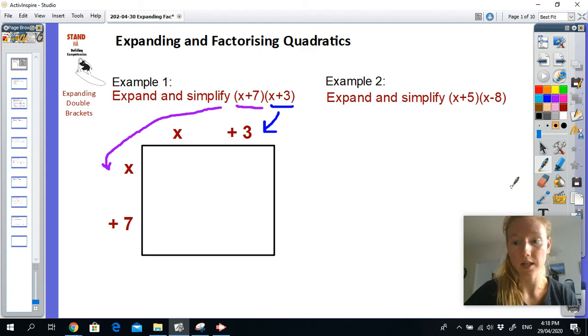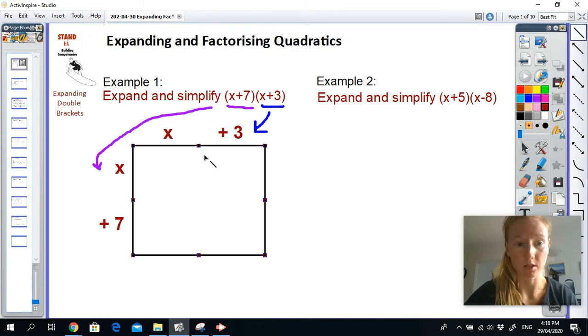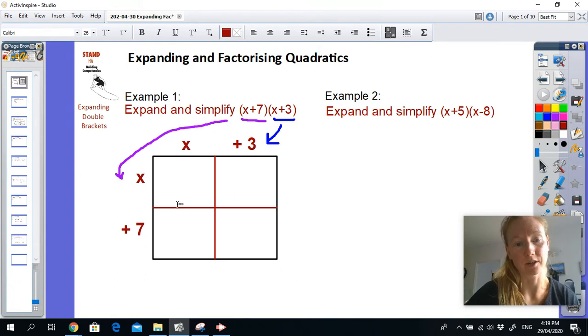Okay. Then we can form a grid. So I'm going to split this up like so. Okay. And we use that grid to multiply everything that we have. So x times x gives us x squared. X times 3 gives us 3x, x times 7 gives us 7x, and 3 times 7 gives us 21.